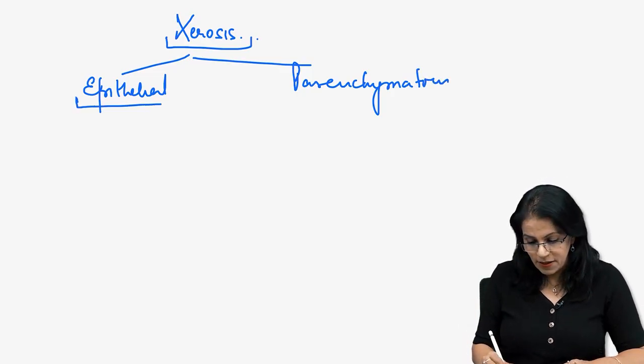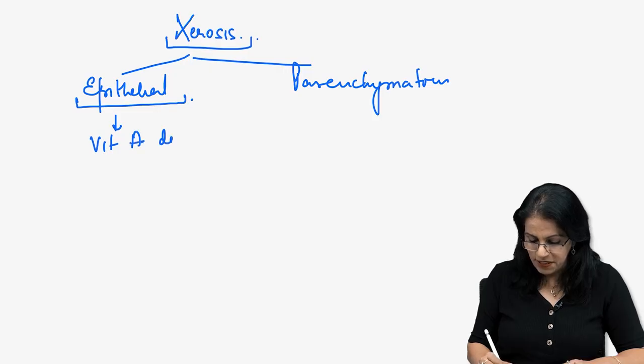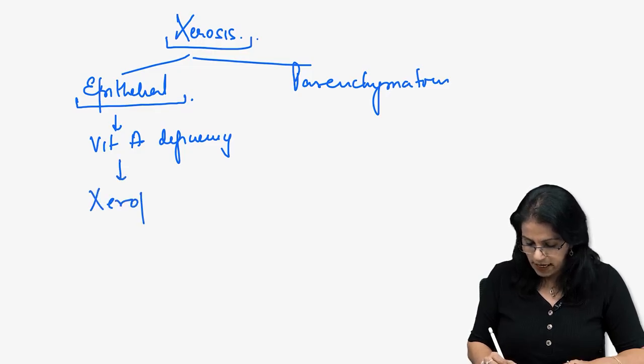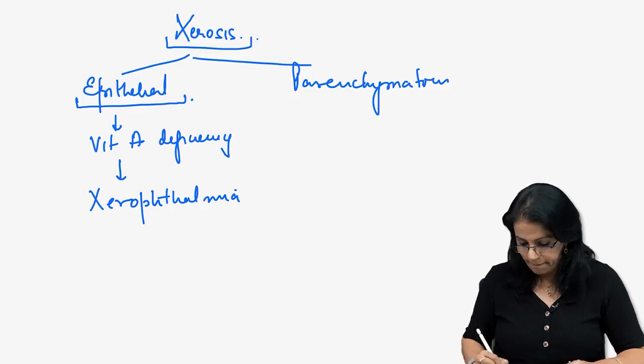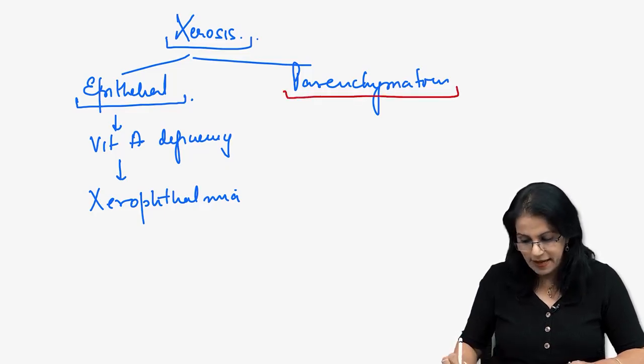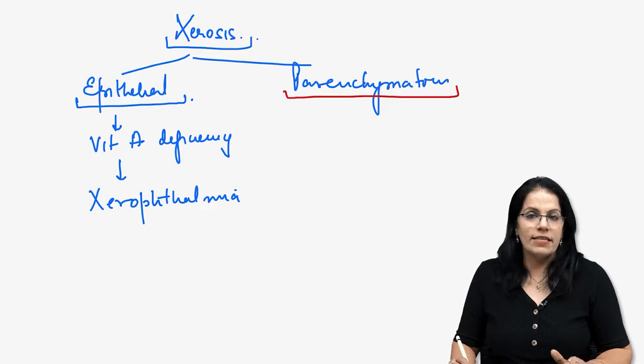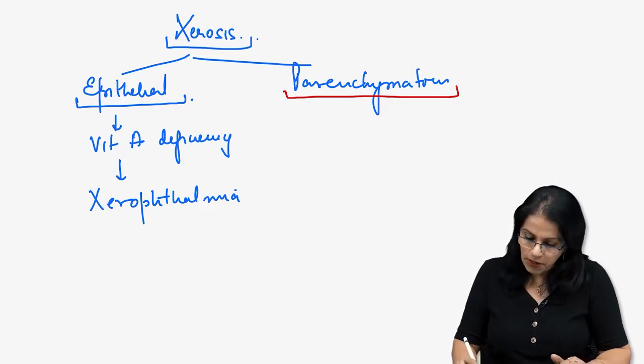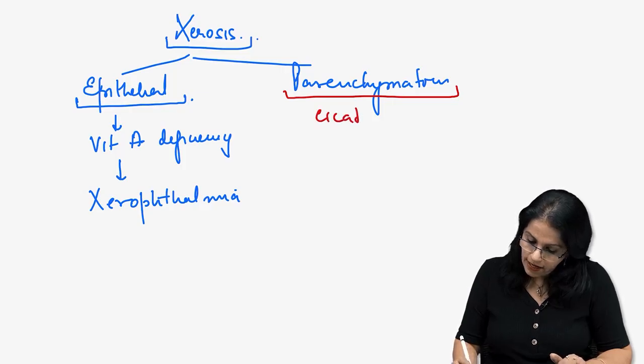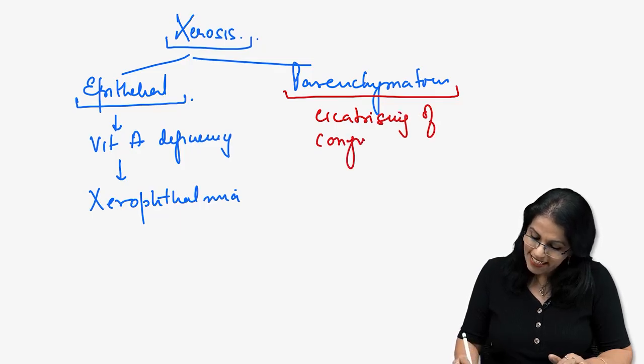Epithelial xerosis occurs due to vitamin A deficiency. The cause is vitamin A deficiency, and this is what you are calling it as xerophthalmia. When you talk about parenchymatous, all the conditions of scarring of conjunctiva come under parenchymatous xerosis. So, all the cicatrizing conditions of scarring of conjunctiva. So, we have to just enumerate what can be the causes of scarring of conjunctiva.